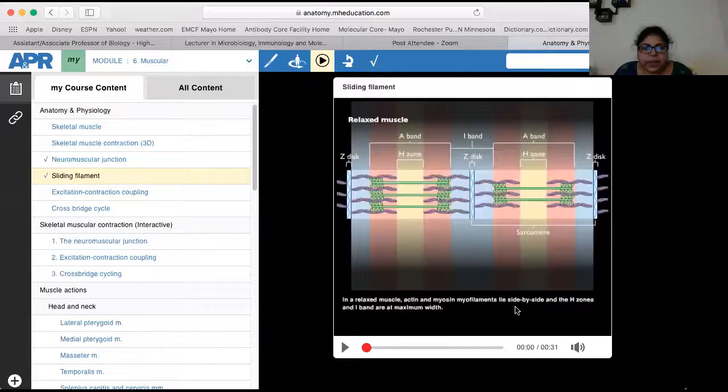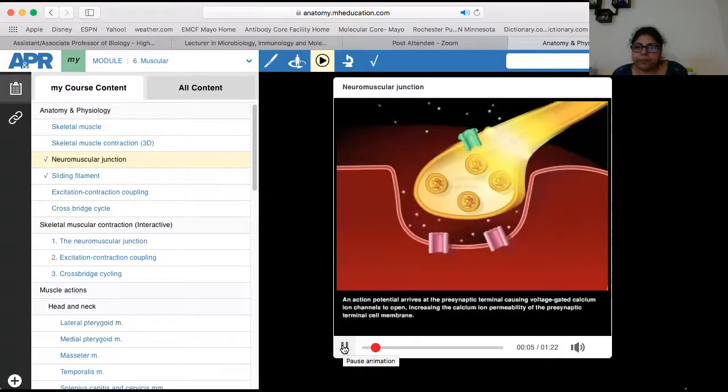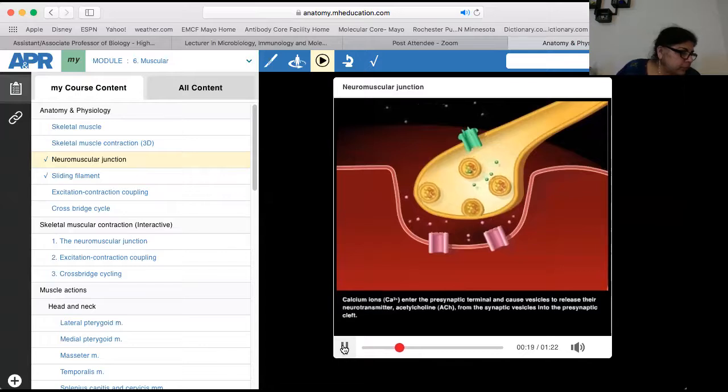Okay, so now I'm going to show you the NMJ first, the neuromuscular junction. An action potential arises at the presynaptic terminal, causing voltage-gated calcium ion channels to open, increasing the calcium ion permeability of the presynaptic terminal cell membrane. Calcium ions enter the presynaptic terminal and cause vesicles to release their neurotransmitter acetylcholine from the synaptic vesicles into the synaptic cleft.